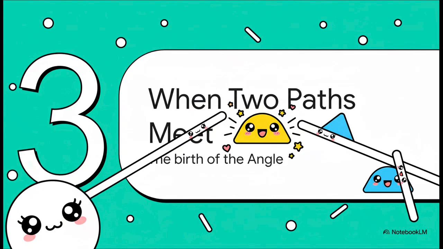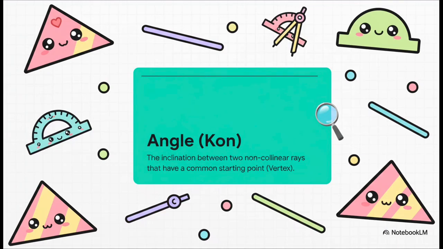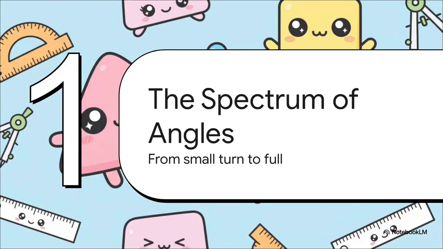Okay, so we've got points and we've got lines, but what happens at that exact moment when these paths meet, or when they start from the very same spot? Something entirely new is created, the angle. An angle is really just a way of measuring a turn. When you have 2 rays shooting out from the same starting point, which we call the vertex, the space between them creates a kind of bend or inclination. And it's that turn that we measure as the angle. And just like there's a whole spectrum of colors, angles come in all sorts of different sizes. From tiny, sharp turns to wide, open ones, each one has its own name and its own identity.